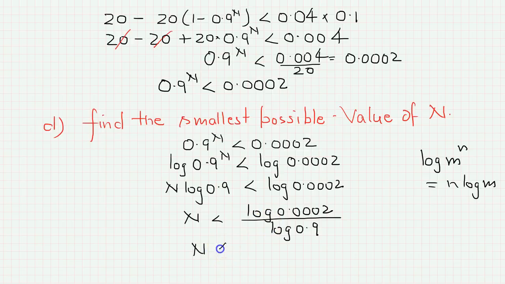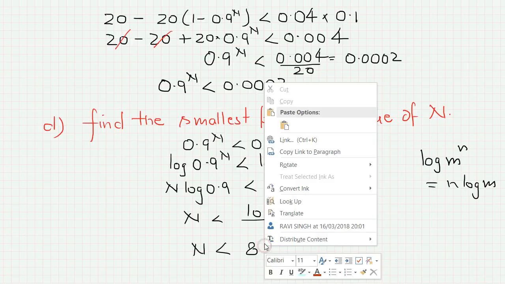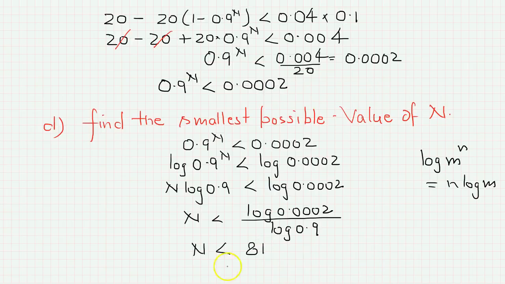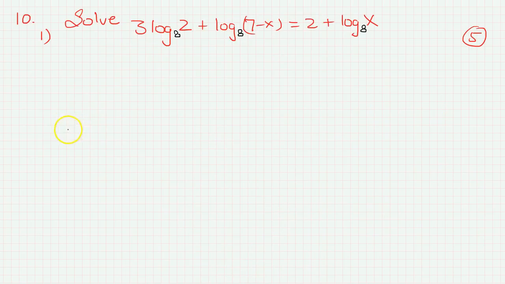So n will be less than, so it means n is equal to 81. So that is the smallest possible value of n, and that n is going to be 81. Question number 10, part 1, that is of 5 marks.